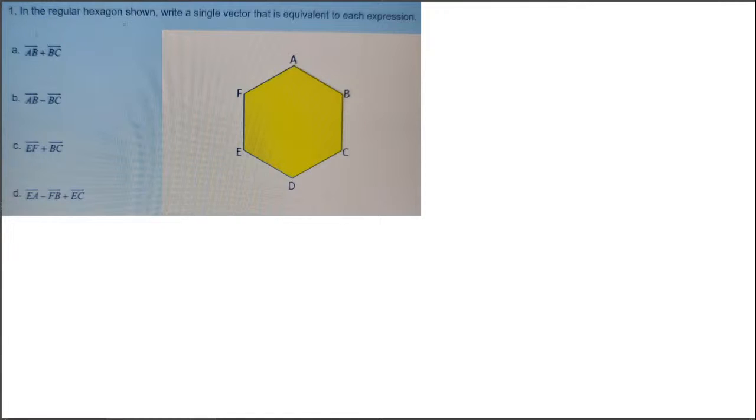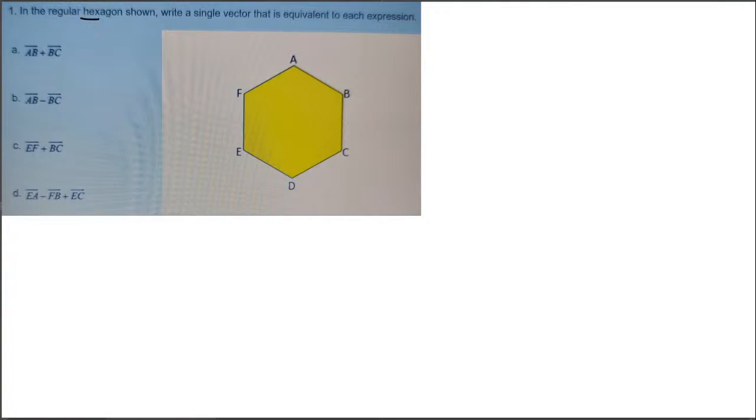All right, so in the regular hexagon shown, okay, that's a hexagon, hex meaning 6. Write a single vector that is equivalent to each expression. A single vector that is equivalent to each expression. Oh, I see. Okay. That's super weird. I think I understand what they mean.